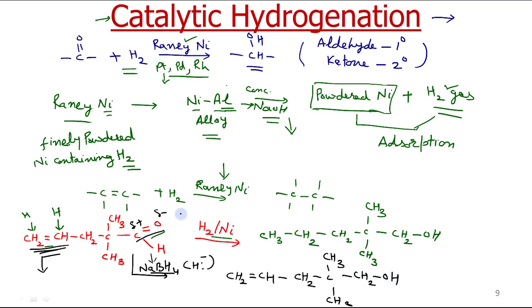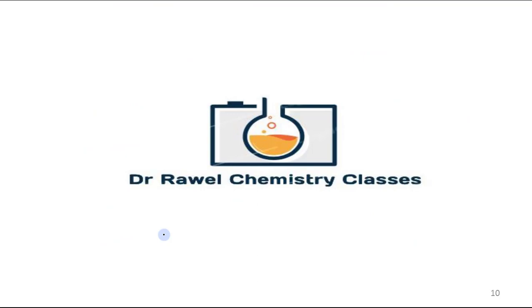Now suppose we had to reduce only C double bond O, then we can use sodium borohydride. We cannot use this, because if we use this combination, which is called catalytic hydrogenation, we will end up with this product in which both C double bond C as well as C double bond O will be reduced. So this was all about catalytic hydrogenation and its comparison with hydrogenation involving hydride ions. So that was all for today.